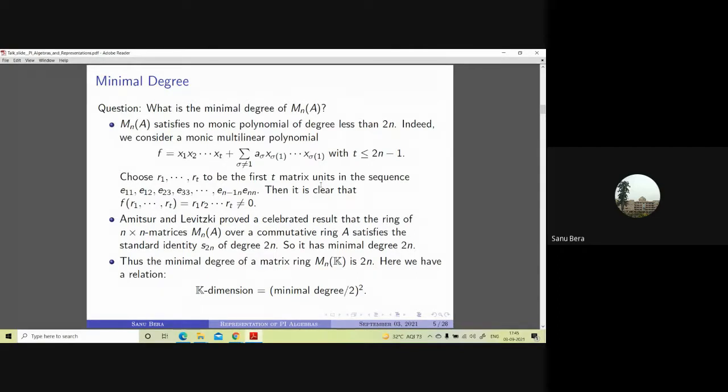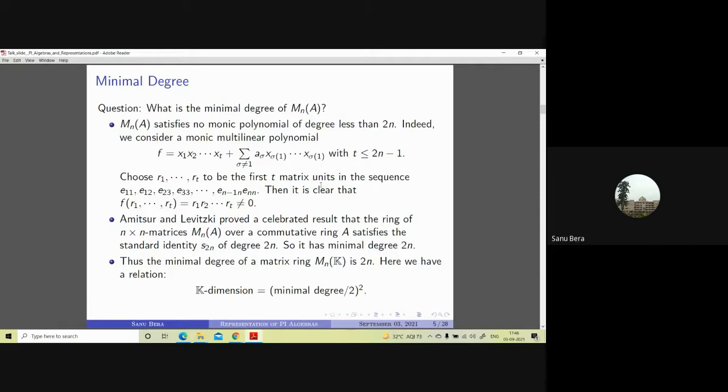But one celebrated theorem by Amitsur and Levitzki proved that the n by n matrix algebra over a commutative ring satisfies the standard identity of degree 2n. So from these two we can say that the minimal degree of the matrix algebra over a commutative ring is 2n, because it satisfies the standard identity of degree 2n but does not satisfy any identity of degree less than 2n. One important thing is that we have considered only the matrix algebra over a commutative ring. If we replace the commutative ring by a field, then the minimal degree is the same, 2n.